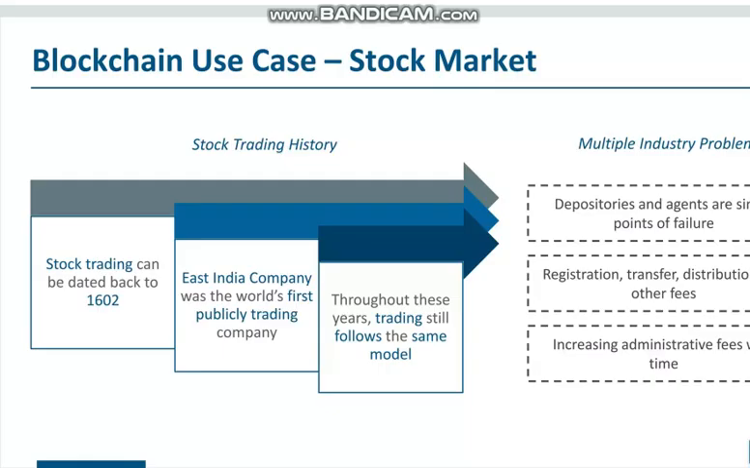Blockchain use case: stock market. Stock market trading can be dated back to 1602. The East India Company was the world's first publicly traded company. Throughout these years, trading still follows the same model. Multiple industry problems: depositories and agents are single points of failure. Registration, transfer, distribution, and other fees, with administrative fees increasing with time.